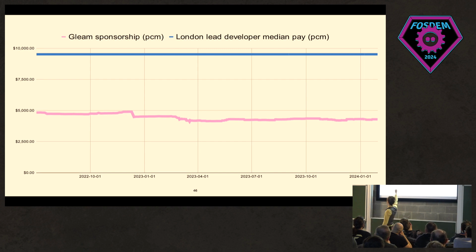And up there in blue, that is the median for a lead developer in London, which is the city I live. I really want to get that up to the blue line for obvious reasons. But I'd like to go further than that. I'd really like it if we could afford to have a two-pizza team. I want that core development team to be able to afford to work on this thing that I think is useful and important and productive full-time. And you know, be rewarded appropriately.